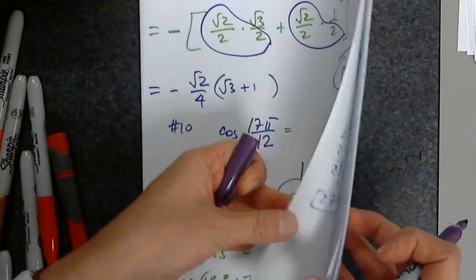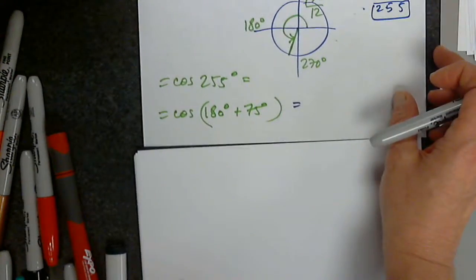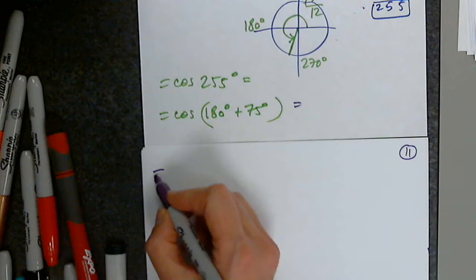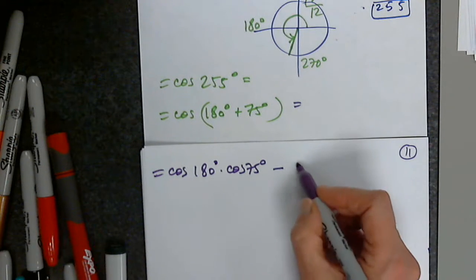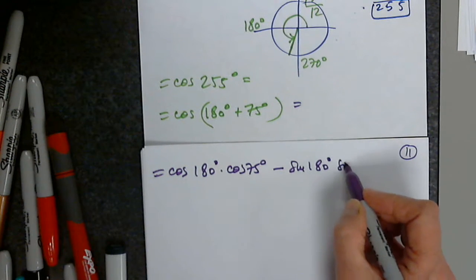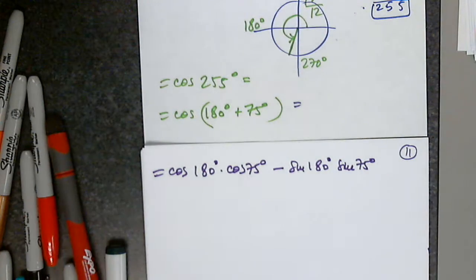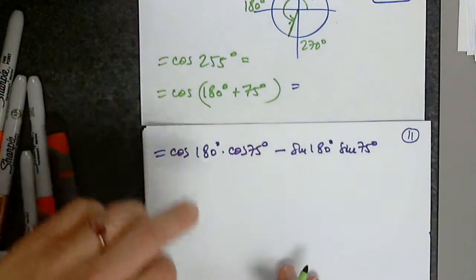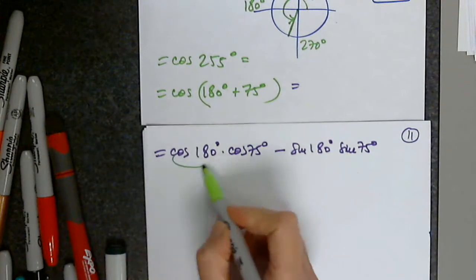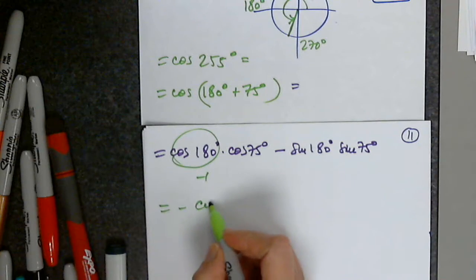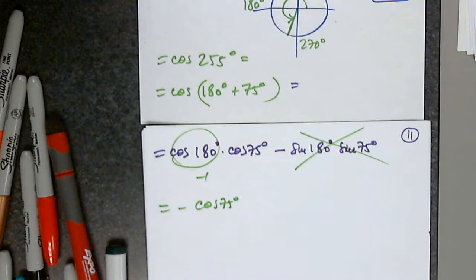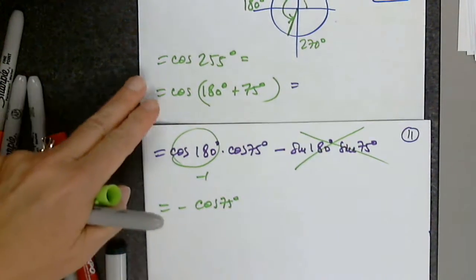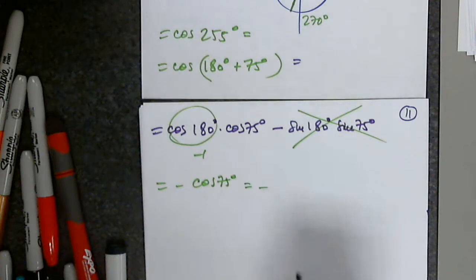exactly. And we know that sine will go away because sine at 180 is 0. So this will be cosine 180 times cosine 75 minus sine 180 times sine 75. How much is cosine 180? Careful. We are on the left-hand side, right? So it's -1. So it's negative cosine 75 degrees. Because sine of 180 is 0, and 0 times sine 75 will be 0. Then I'm back to cosine 75. I reduced it to something I know.